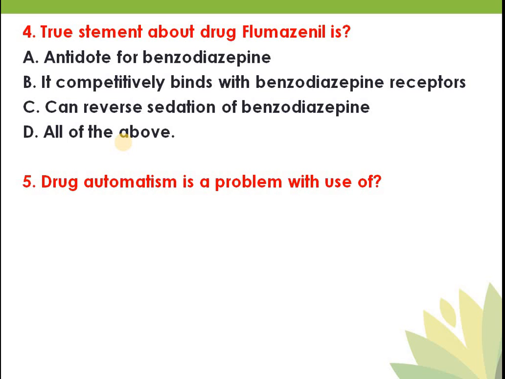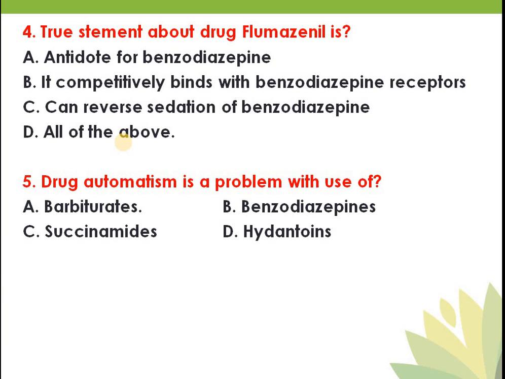Drug automatism is a problem with the use of: your options are barbiturates, benzodiazepines, succinimides, and hydantoins. In this case, your correct answer is option A, that is nothing but the barbiturates. So drug automatism is a problem with the use of barbiturates. What is drug automatism? I will explain.